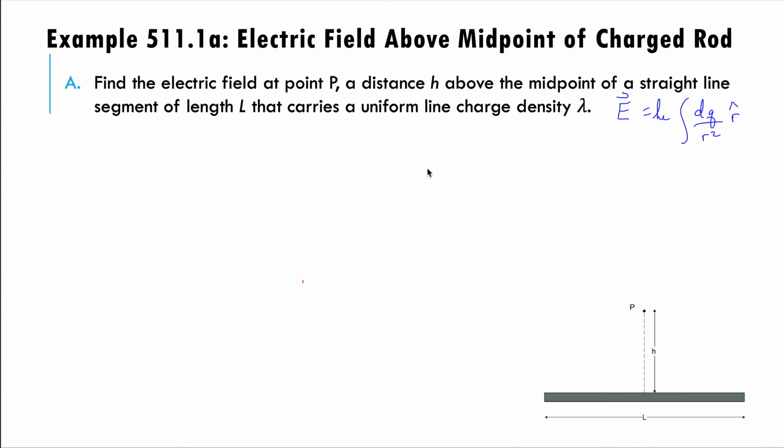We're trying to find the electric field above the midpoint of a charged rod. We're trying to find the electric field at point P, which is a distance h above the midpoint of the straight line segment that has a length L and carries a uniform line charge density lambda.